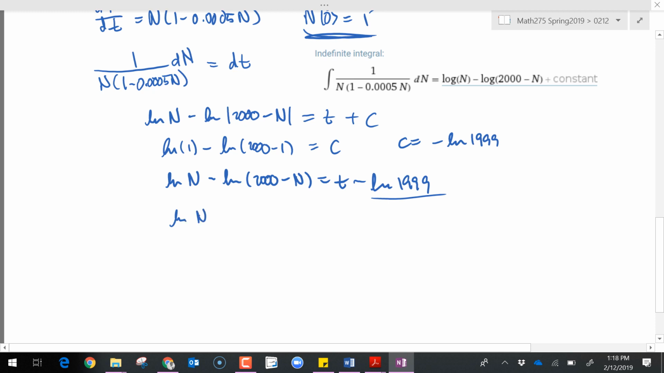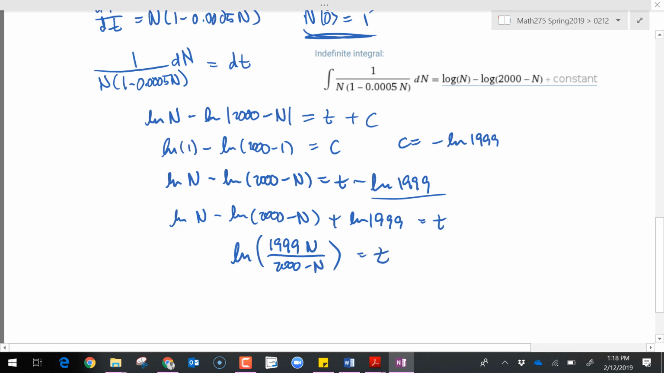So ln of n minus ln of 2000 minus n plus ln of 1999 is equal to t. And I think we can combine all this into one ln. The positive ones will be on the numerator being multiplied, 1999 n over 2000 minus n. And then we'll take e to both sides: 1999 n divided by 2000 minus n is equal to e to the t.